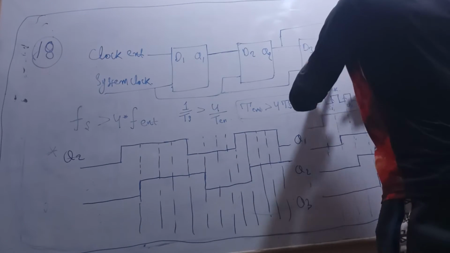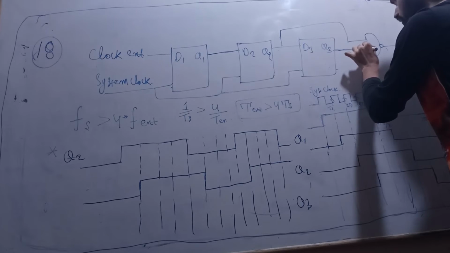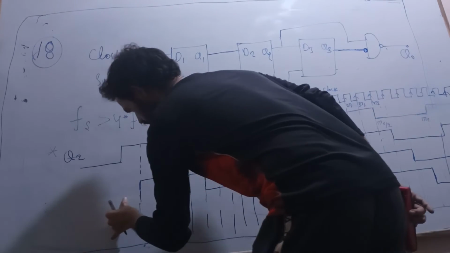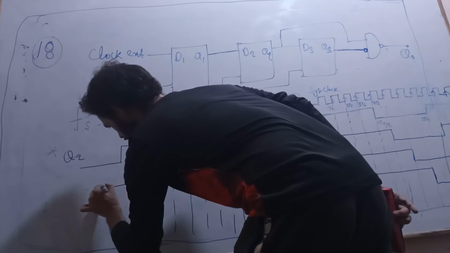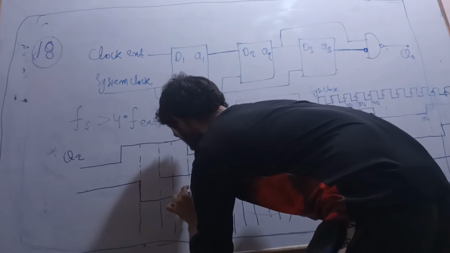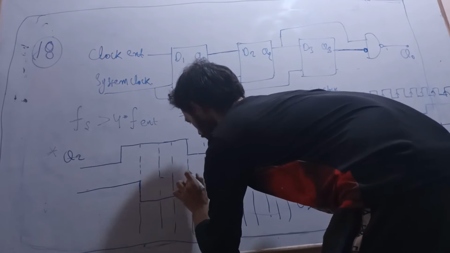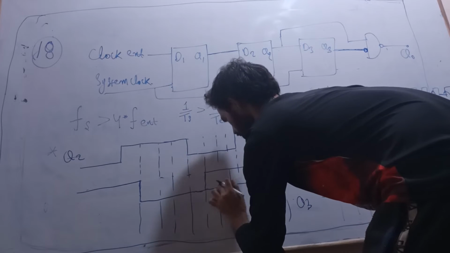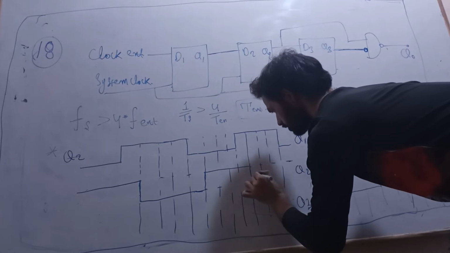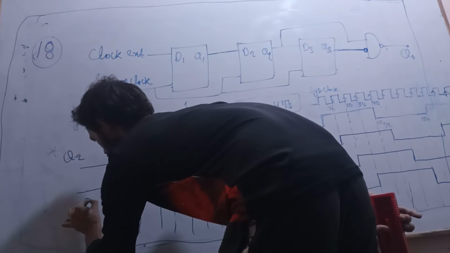Q3. Because it is connected to an inverter, I will take the complement of this. Complement means it is high here and low here. I am taking just the direct complement. Low here, high here, and again high, then low. I have taken the complement here. This is my Q3 bar.